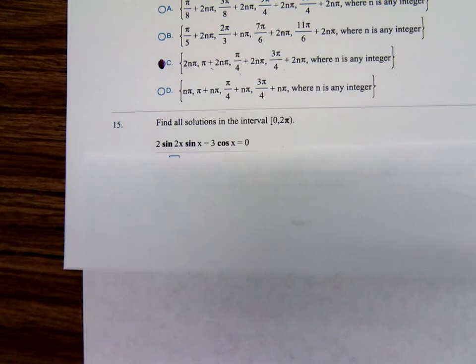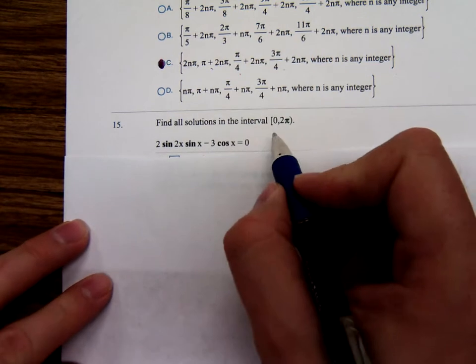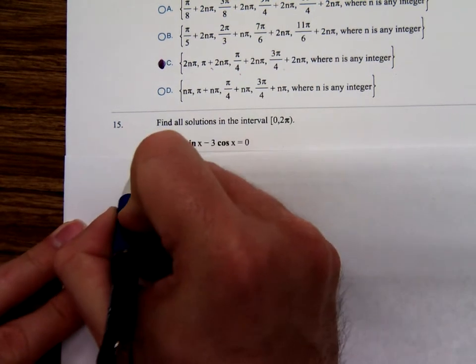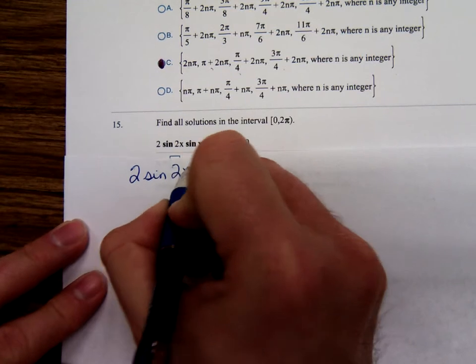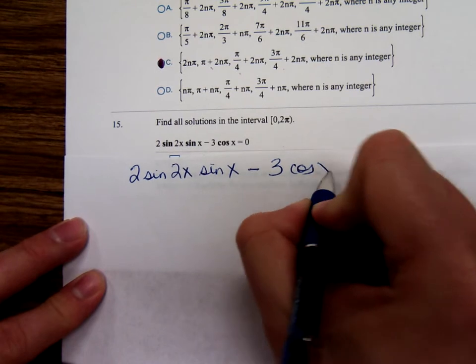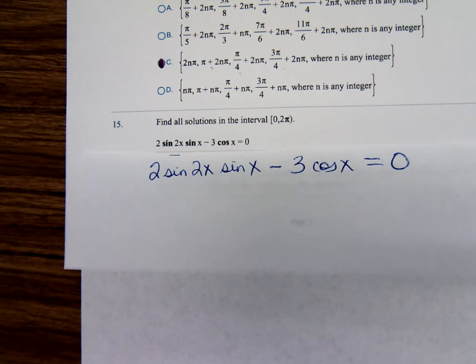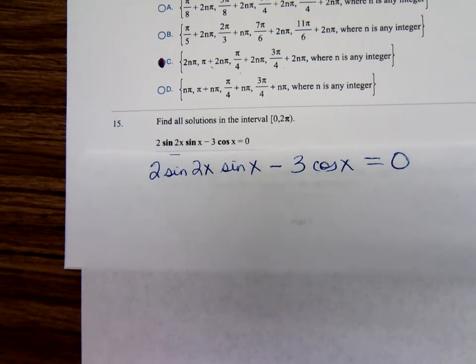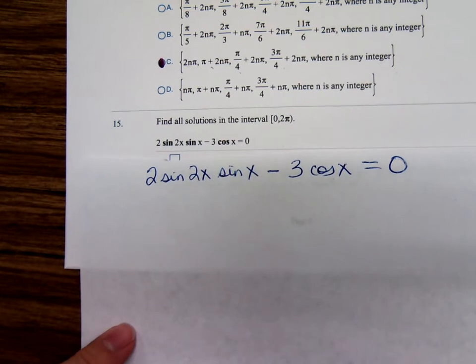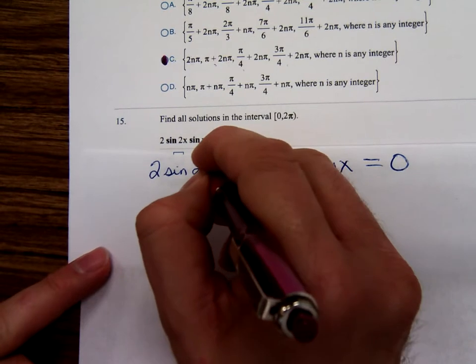I'm going to do this one. Find all the solutions over the interval 0 to 2 pi. 2 sine 2x sine x minus 3 cosine x equals 0. Well, if we could somehow factor this, and I don't see a way we could factor a trig function out of this, but there's something that's just sort of staring you in the face and you've got to spot it.